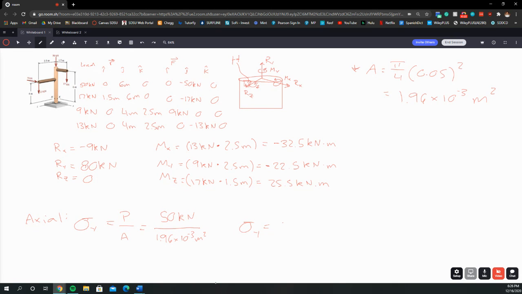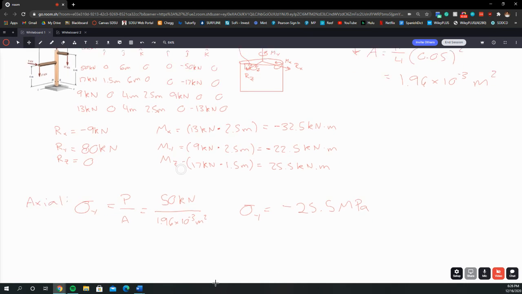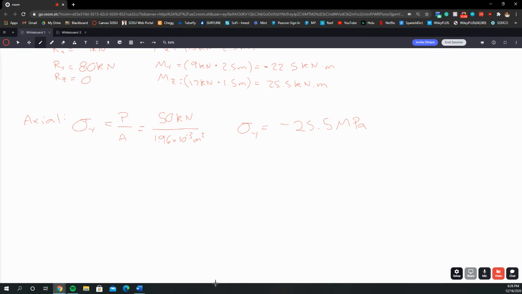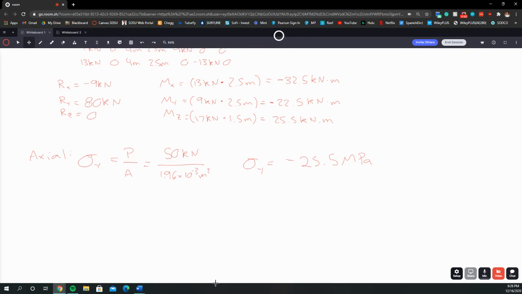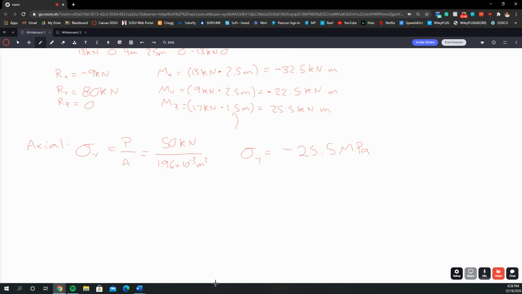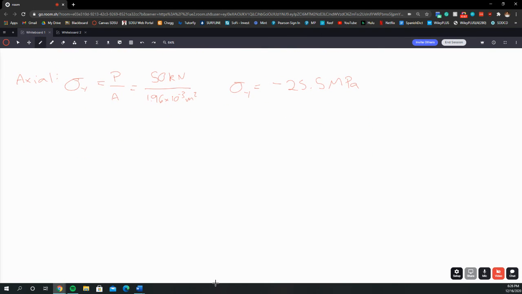And we get negative 25.5 megapascals because it is compressive. Next, we can look at the moment about the x-axis, because if you really think about it, moment about the x-axis is going to create compression on the side that H is on, and then tension on the side opposite of H. So that's why that would create a normal stress. So this is due to bending.